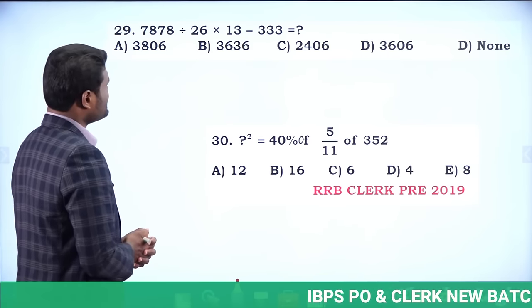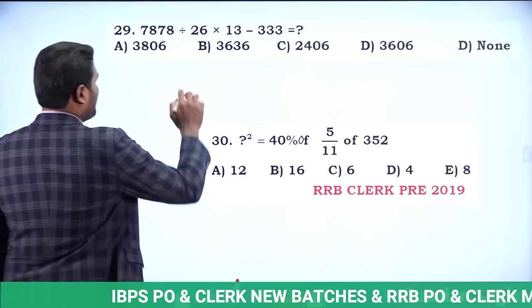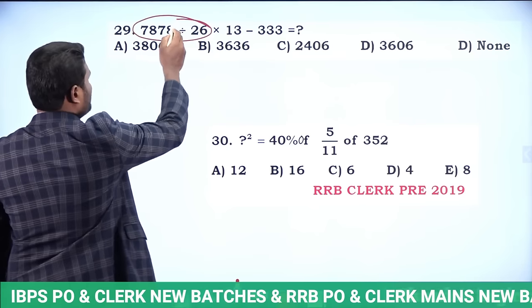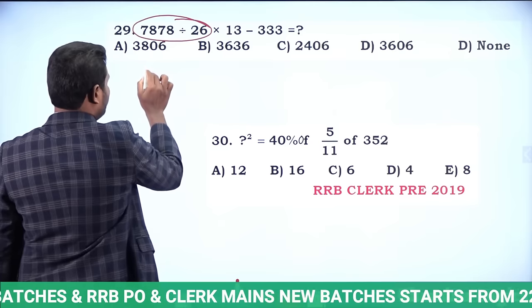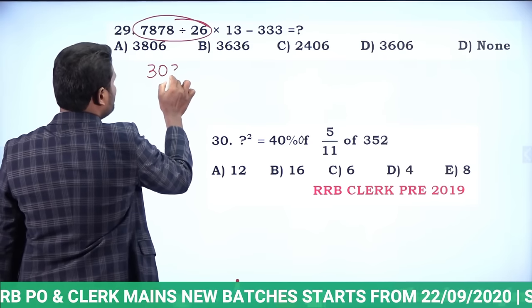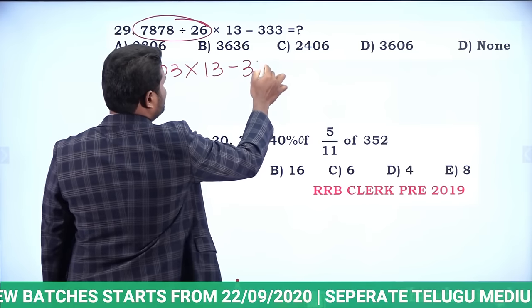7878 divided by 26 into 13 minus 333 equal to how much? Now just simplify this one. If you simplify this, 26 goes here how many times? 26 3 times will be 78. Now this will be 303 into 13 minus 333.